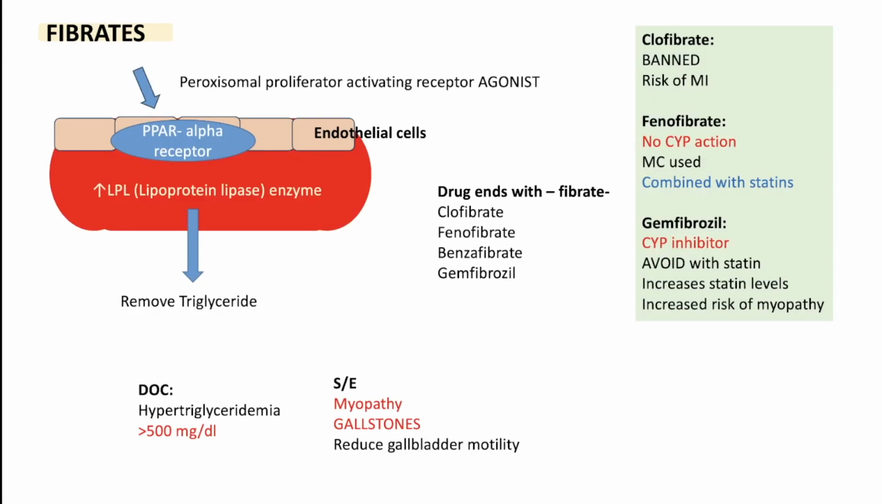Next, moving on to the fibrates. Fibrates bind to the PPAR alpha receptor, which is a peroxisome proliferator-activated receptor; they are agonists. Once the PPAR alpha is activated, which is present inside the endothelial cells, this will increase the activity of the lipoprotein lipase enzyme, which is present in the endothelial cells, and which will remove the triglycerides. So fibrates are used to remove the triglycerides.